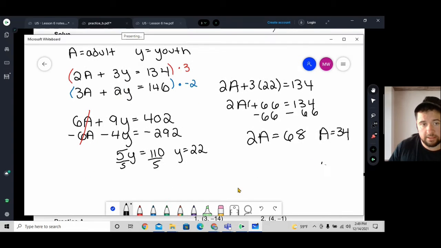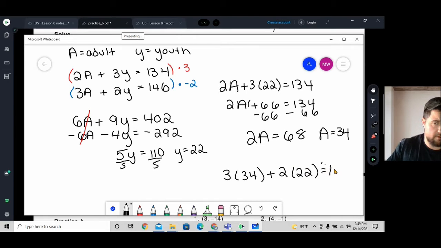And we're going to check our math. So 3 times 34 plus 2 times 22 needs to equal 146. 3 times 34 is 102. 2 times 22 is 44. 102 plus 44 does equal 146. So we know we're good. Youth tickets are $22 and adult tickets are $34.